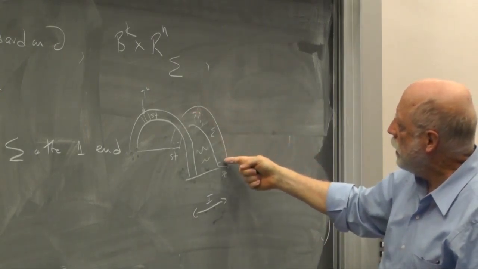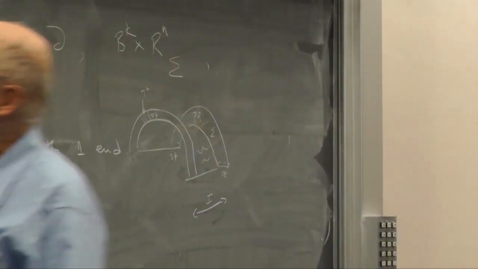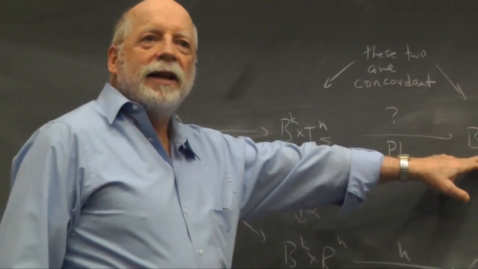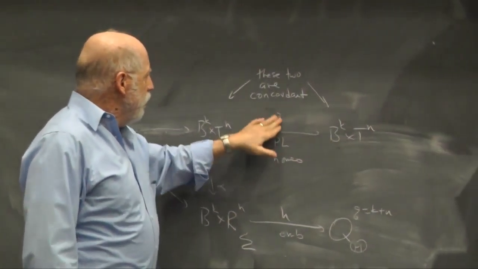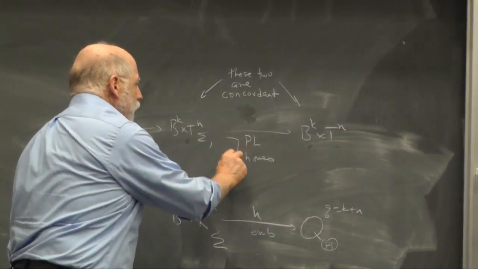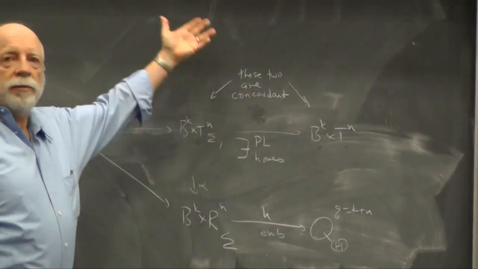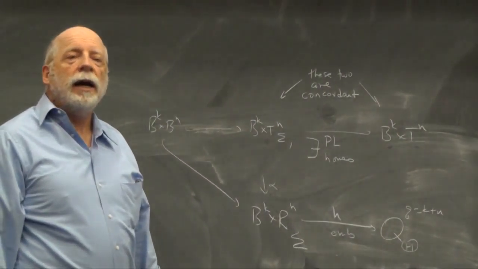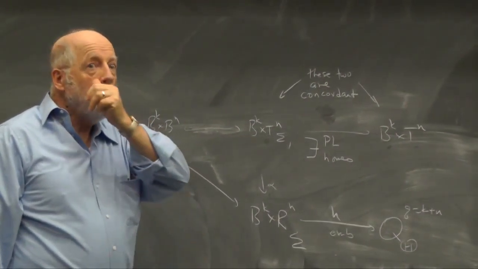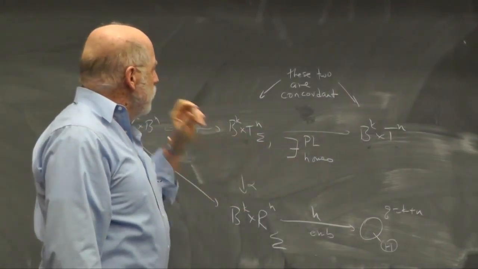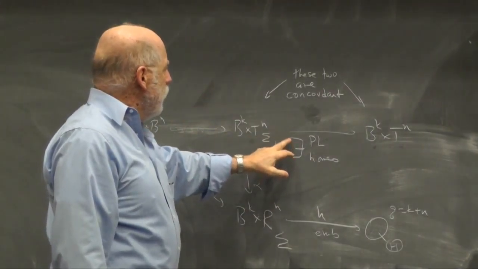This end, which is what you see right here, is PL homeomorphic to that end. And so you get this because of the concordance. And then you proceed as before. Could you repeat why they're concordant? Why? The concordance enables us to apply the Escobar-Rosen theorem.